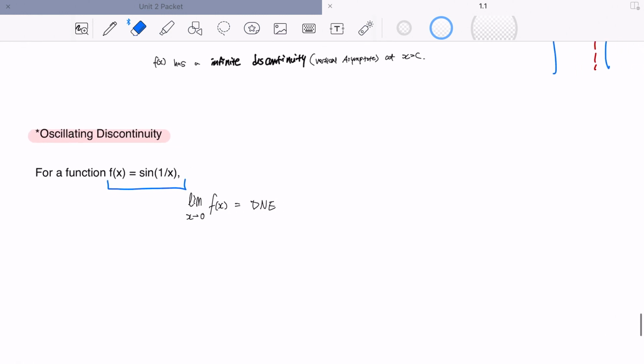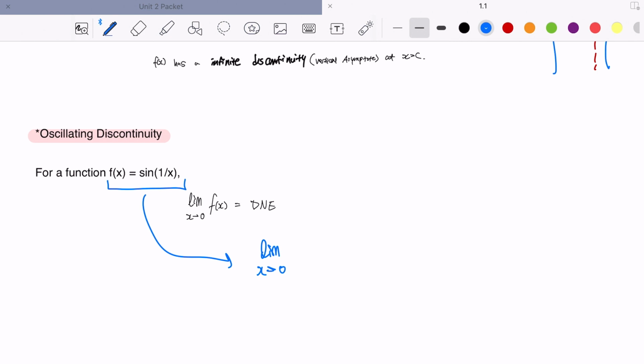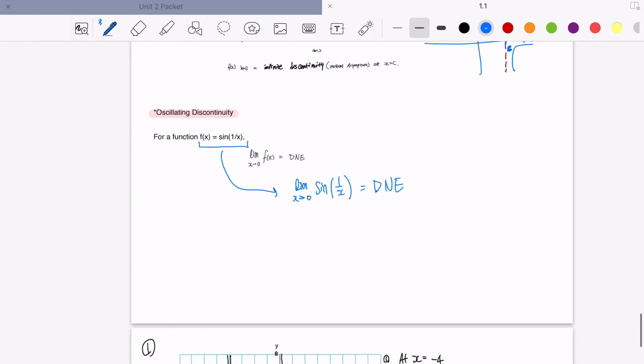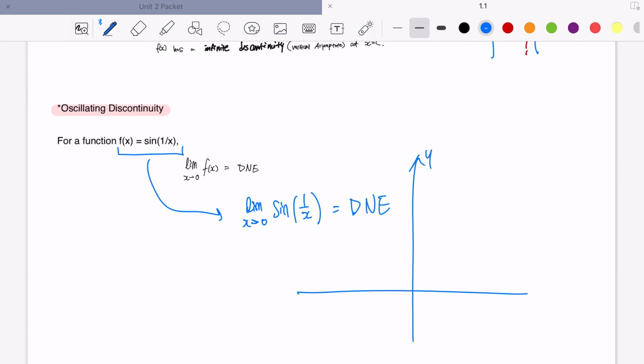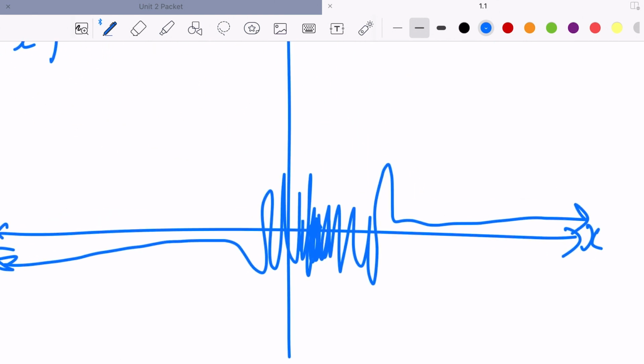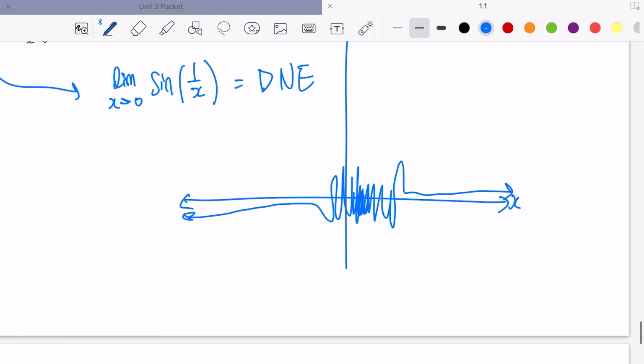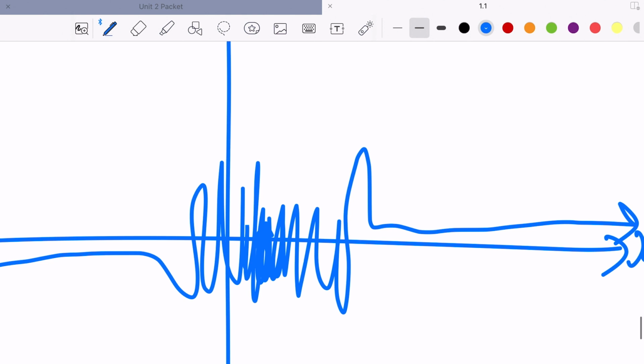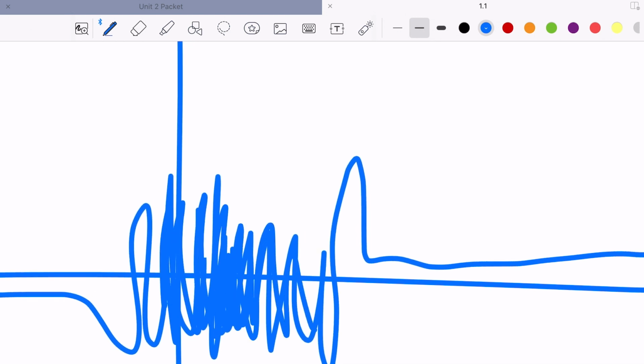This also means that if the limit of x towards 0 of sine of 1 over x is DNE, then if there's a graph, it probably looks crazy right here. Can you see this? You can't define the exact point in this graph because, as you can see, it is very complicated to pick out some specific point over here. It's just going all over the place.